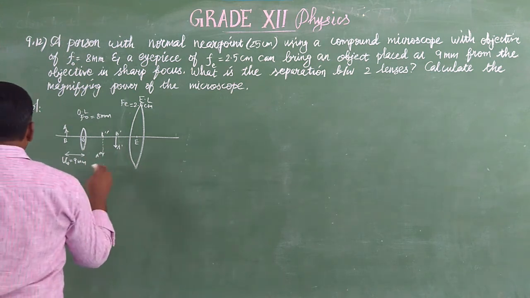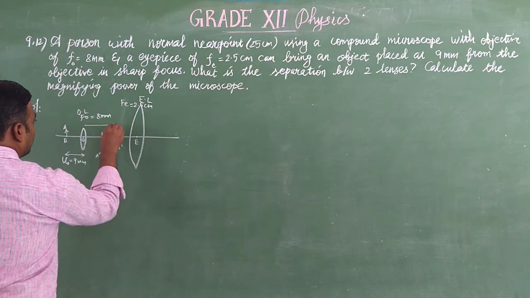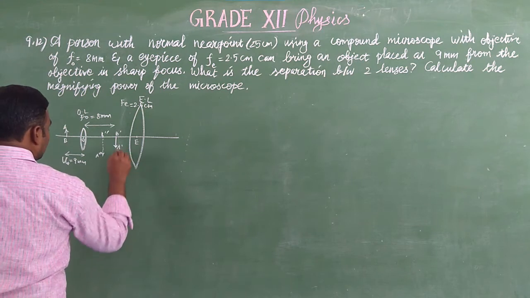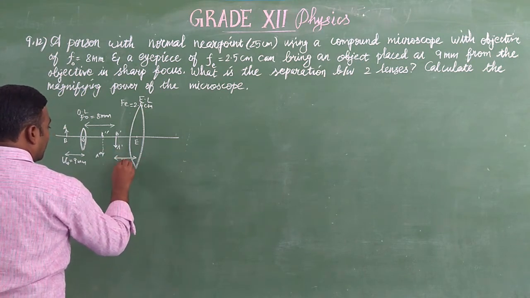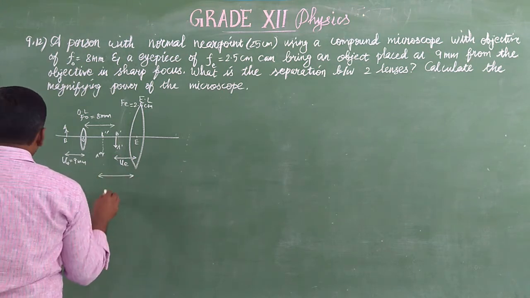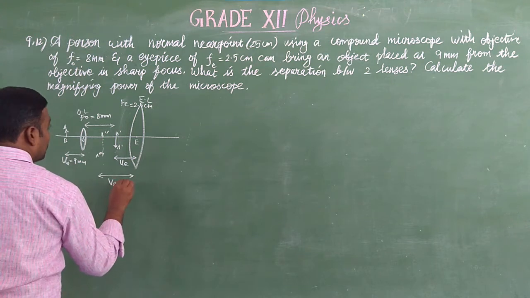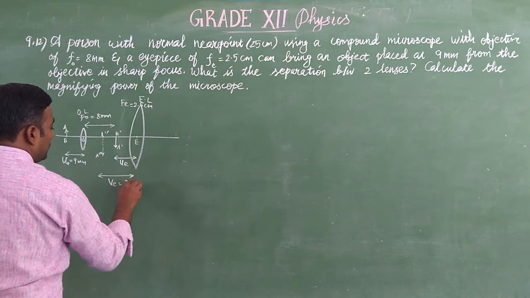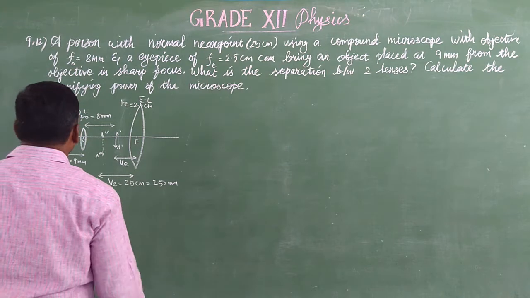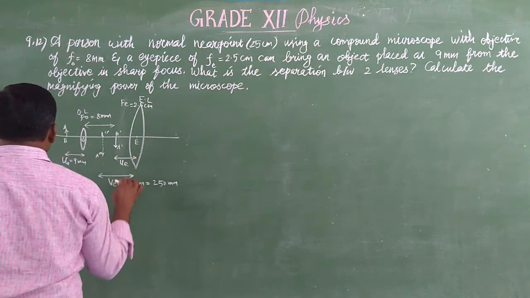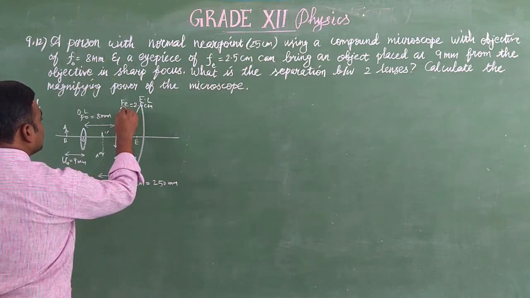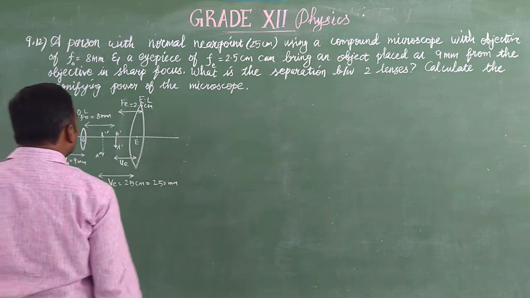Here we know the focal length given for the objective lens. Similarly, this is the object distance for the eye lens. Also, the final image is obtained at the normal near point. That is the given normal near point, 25 centimeter, which you convert to millimeter: 250 millimeter. Also, the focal length of the eye lens is given. What is the focal length of the eye lens? It is 2.5 centimeter. So all the values are given.